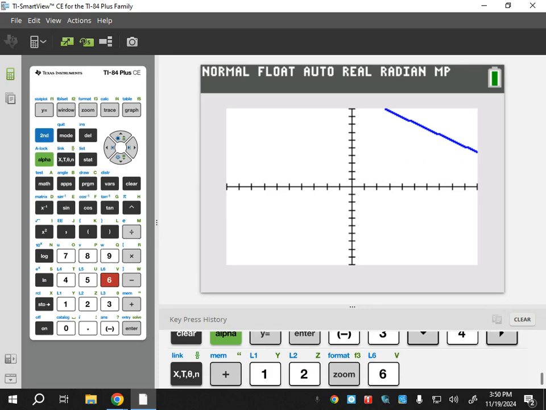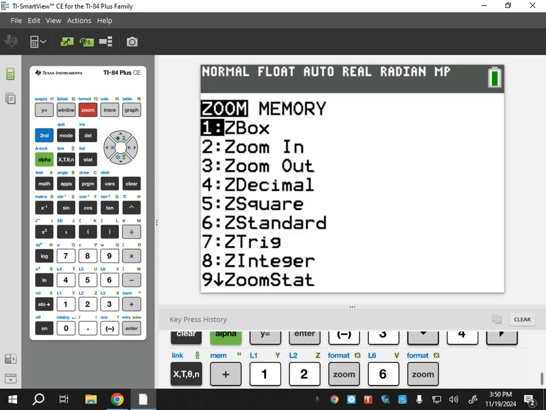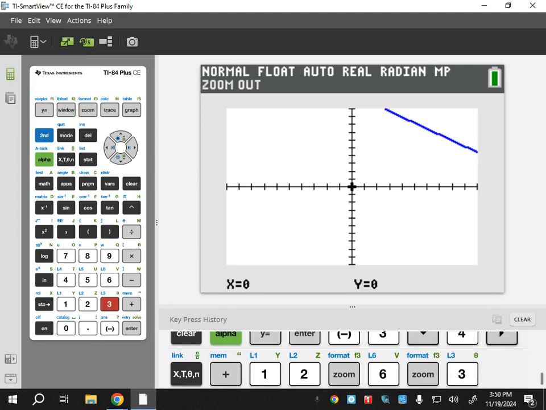Ooh, that's not a good picture, right? We really can't see the function. We can't see the y-intercept. We can't see the x-intercept. So here's where we're going to make an adjustment. We have a few options. We could use our zoom out, number 3.